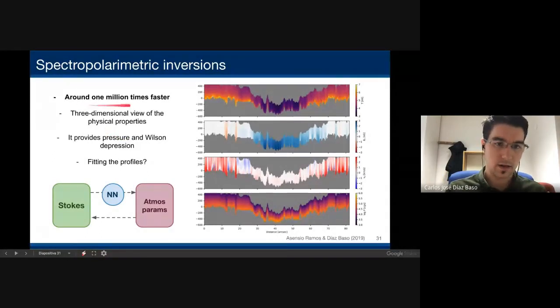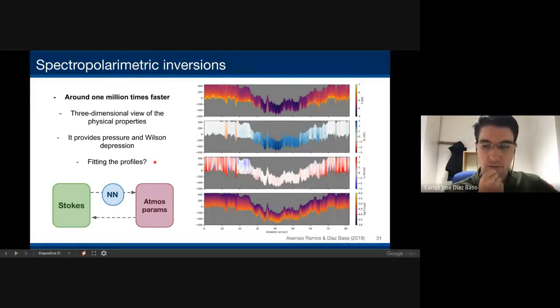And as has been shown before, these techniques are around 1 million times faster. One of the problems that we found in this particular case was that we were not always able to fit all the profiles. And this is important because our neural network was trying to learn the mapping between Stokes profiles and atmospheric parameters.